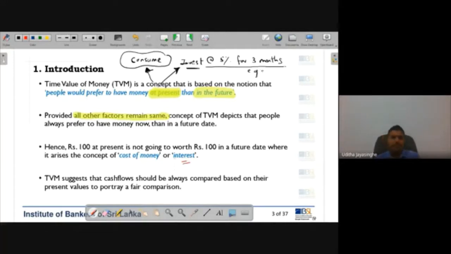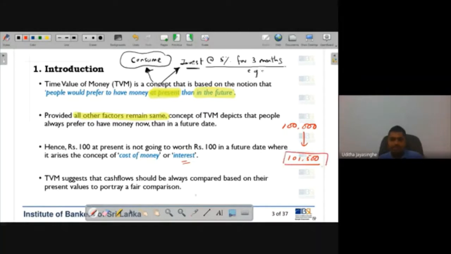Why interest? In simple terms, go back to point number one. If you have 100,000 rupees right now, and your future date is after 3 months, at 5% you're going to get approximately 1,500 rupees. It doesn't have to be perfect. So earlier you had 100,000. In the first instance, after 3 months you are going to have 100,000 plus 1,500. So 100,000 has been converted to 100,000 plus 1,500.